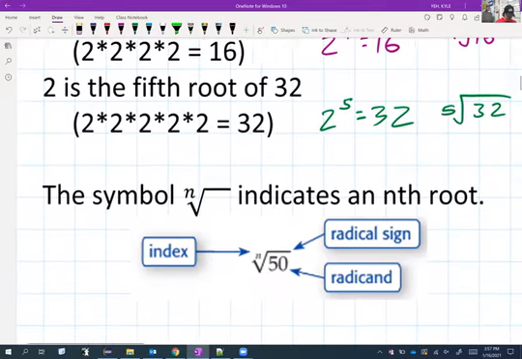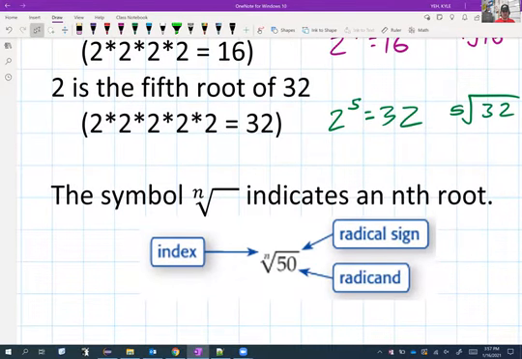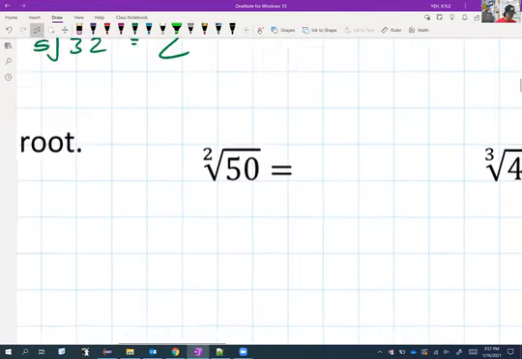So here are some of those official terms and a nice diagram for you visual people out there. The index, I mentioned that word earlier, is what root we are taking. It's that little n above the radical. So the nth root of 50, you see the radical sign, and then what is underneath? It's called the radicand. So let's work through a couple examples.